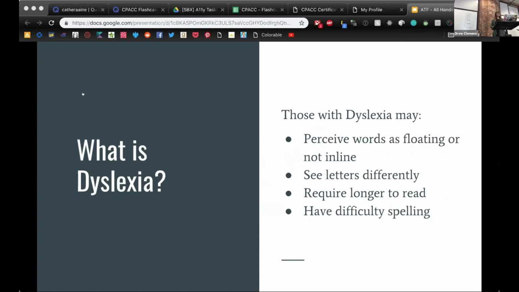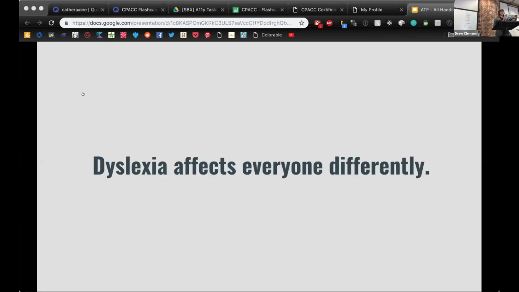Folks with dyslexia may see words as floating or all over the page or not in a line. They may perceive letters differently and mix them up. A common example is seeing P, Q, B, D, G as similar or the same letter. Folks with dyslexia may require longer times to read or have trouble spelling words. The most important thing to note is that people with dyslexia all have different experiences and symptoms.